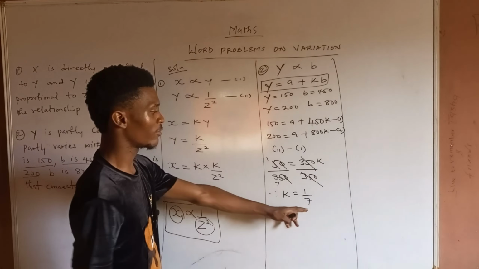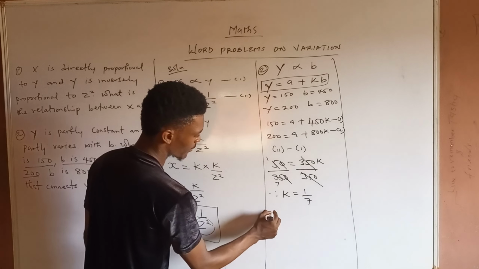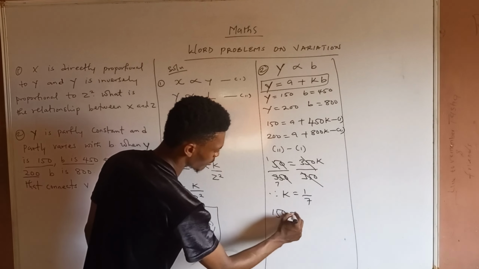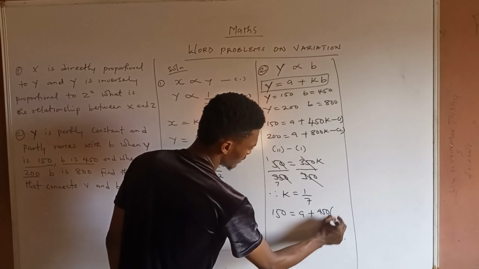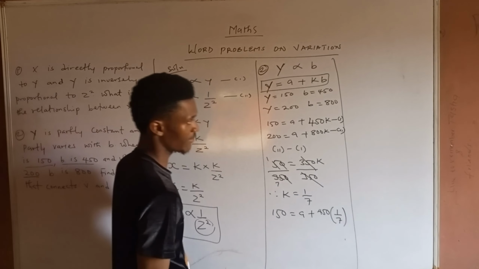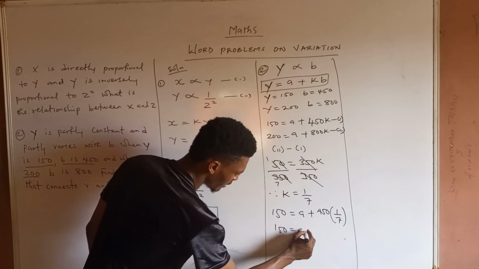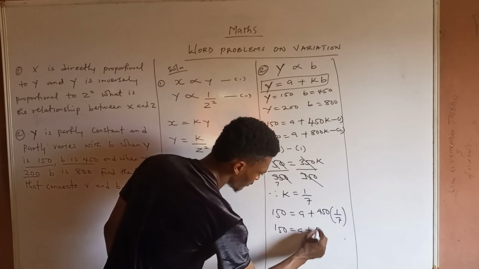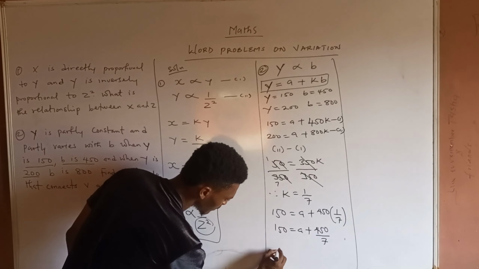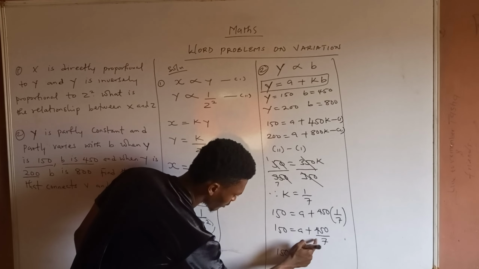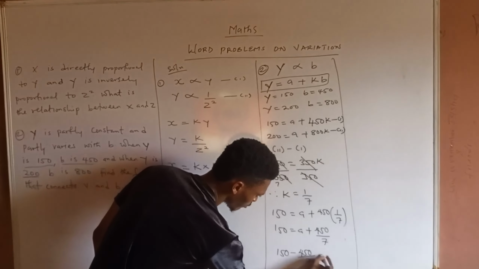So we can quickly use this value of k to get the value of a from any of the equations. So let's work with equation 1. So equation 1 has it to be 150 equal to a, then plus 450 in bracket 1 over 7. That's our value of k. So let's get a now. So this becomes 150 equal to a plus 450 times 1 is 450 over 7. So we can collect like terms from here. That becomes 150 minus, because when this one crosses to this side, it becomes minus 450 over 7 equal to a.